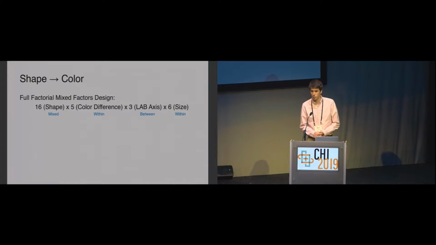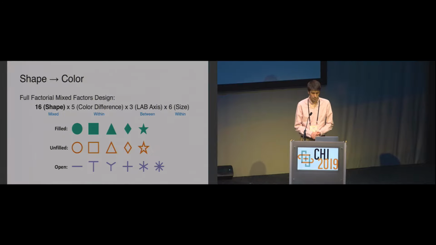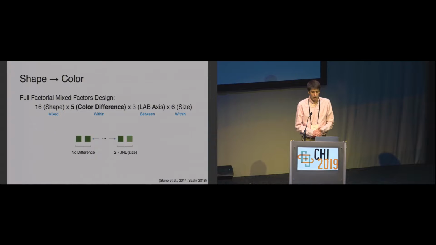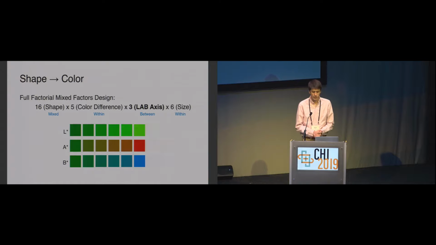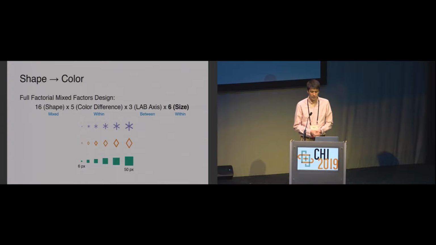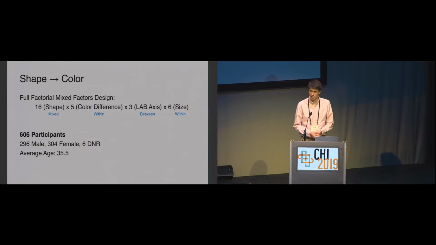We used a full factorial mixed factors design for this experiment where we tested 16 different shapes, as mentioned previously, where each participant saw 2 of the 16 shapes. And we tested 5 color difference steps within, ranging from no difference to 2 JNDs. But these JNDs were adjusted according to mark size. We tested all 3 axes of CIELAB between, and we tested 6 different sizes within, and we recruited 606 participants for the study. And if I didn't mention it before, we're using Amazon Mechanical Turk.